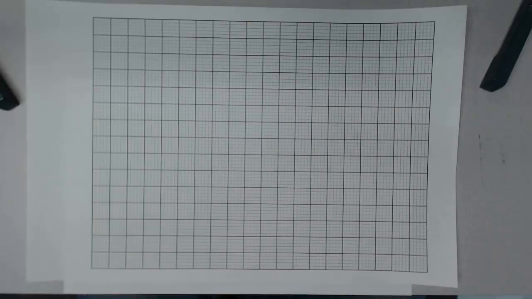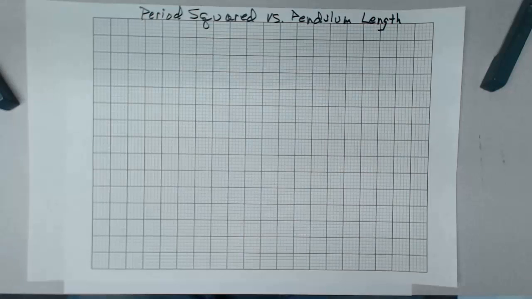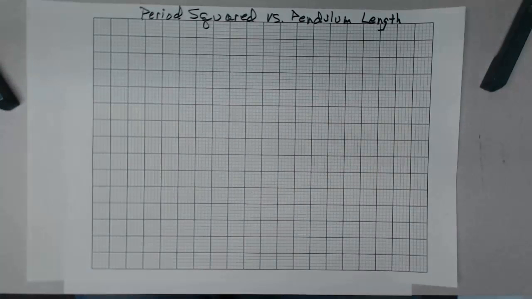Let's start off with a good title for our graph. If I title my graph Period Squared versus Pendulum Length, that's pretty descriptive. Somebody can tell at a glance what that thing represents.